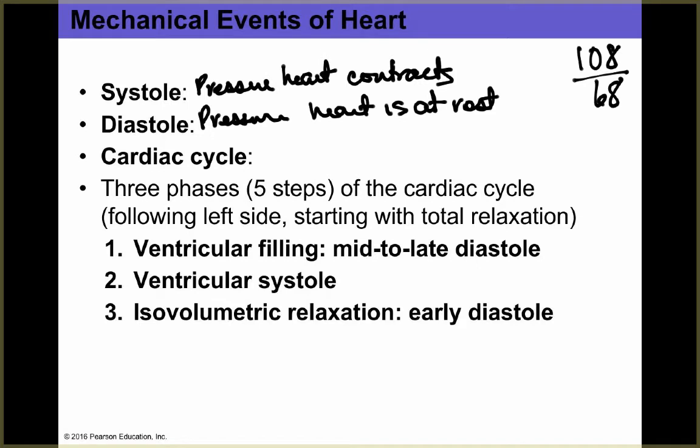And basically, as we're going through this, there are 3 phases or 5 steps of the cardiac cycle, following the left side, starting with total relaxation. When we're looking at the pressure being made, it's going through ventricular filling, which is mid to late diastole, ventricular systole, and isovolumetric relaxation or early diastole. So we are going to watch a quick video to talk about this.